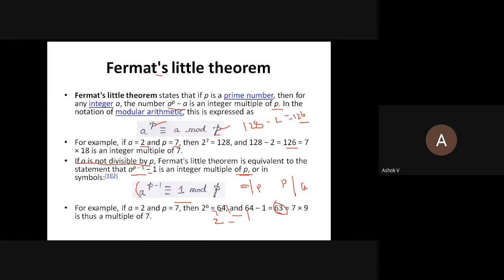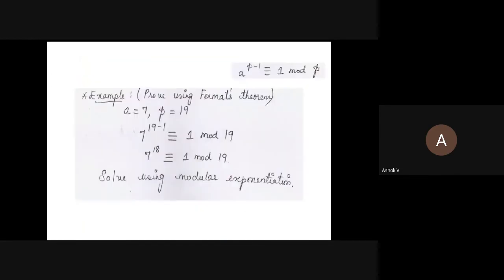So whether it's Fermat's theorem or Euler's theorem, the objective of both theorems is to reduce large powers modulo n. Next, we will look at an example. As we said, we are going to prove Fermat's theorem here, so we take a equal to 7 and p equal to 19.